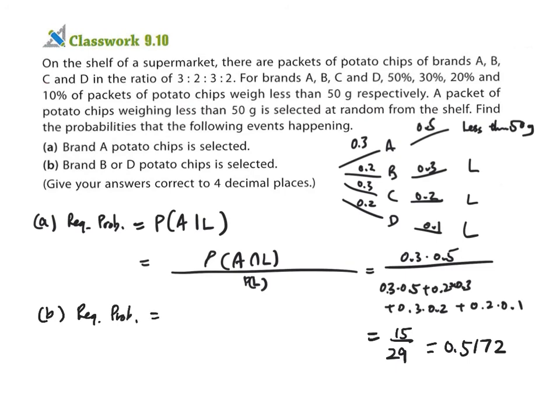And then part B, the required probability. From part A, you know the denominator is 0.29, and then the B is 0.06, and then for D is 0.02. So it is 8 over 29. The result is 0.2759. Okay.